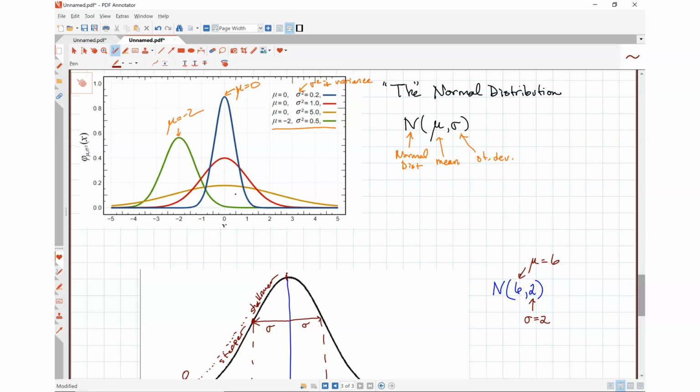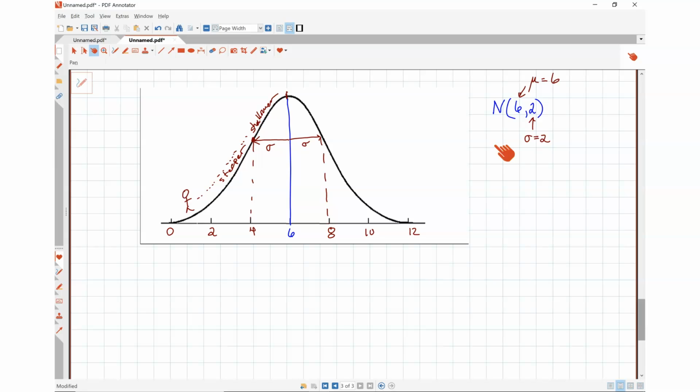You just need to know where it is situated along the number line. And then you need to know how fat it is, right? Is it stretched out or is it skinny? This is being considered to be a probability distribution. And that means we know what the area is, right? The area has to be 1.